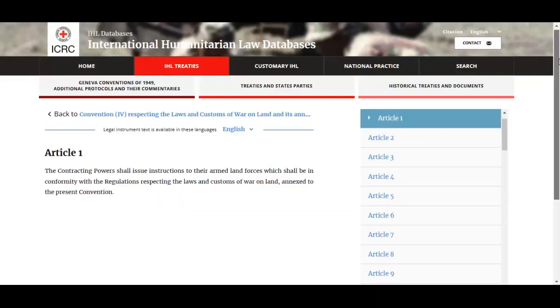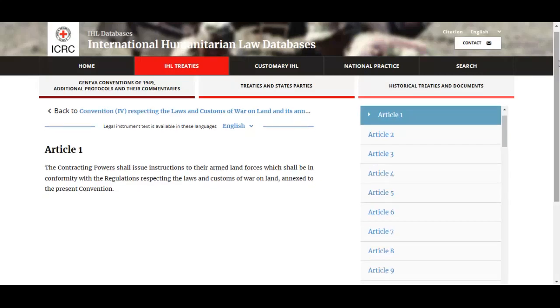Article 1. The contracting powers shall issue instructions to their armed land forces, which shall be in conformity with the regulations respecting the laws and customs of war on land, annexed to the present convention.